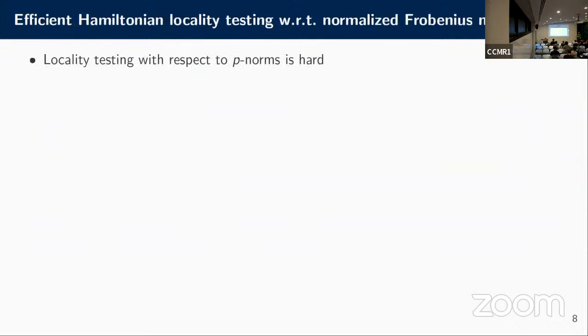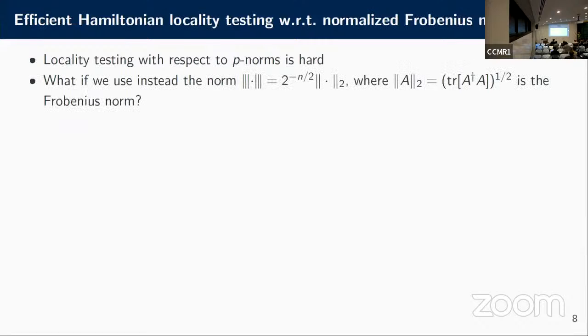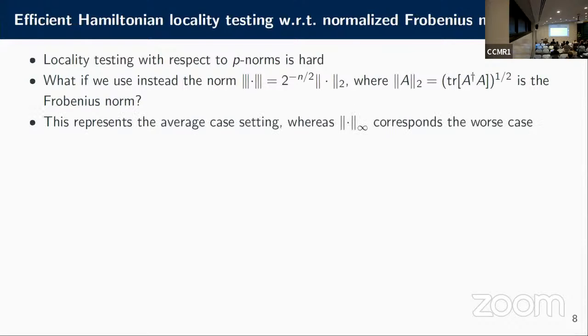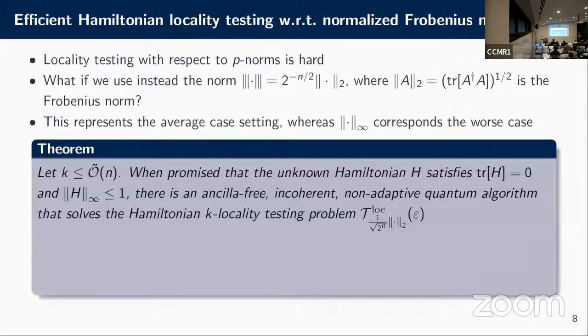But we can choose a different norm, and we will choose a slightly unusual one, which is the normalized Frobenius norm. You take the Schatten 2 norm, but you multiply by 1 over the square root of the dimension, where the Frobenius norm is defined in the usual sense. And then we can think about what this means. If you think a bit more about this, you will find that this norm is basically the average-case setting, whereas the operator norm corresponds to the worst case. So we have chances that this actually works better. And this is the case.